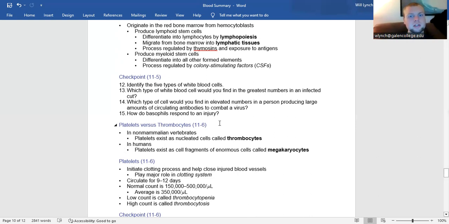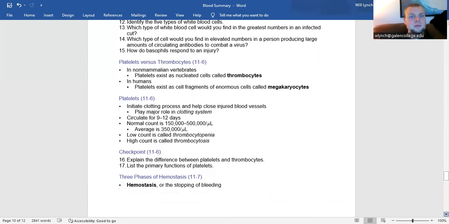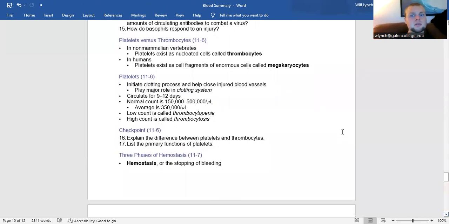So remember, our basophils are going to secrete heparin to stop blood clotting, and also histamine to promote blood vessel dilation and inflammation. Our last element is the platelet. The platelet is going to be specific to mammals. In non-mammals, we have what are called thrombocytes, and they still retain a nucleus. In humans and other mammals, platelets are going to be fragments of cells. They don't actually have a nucleus themselves.